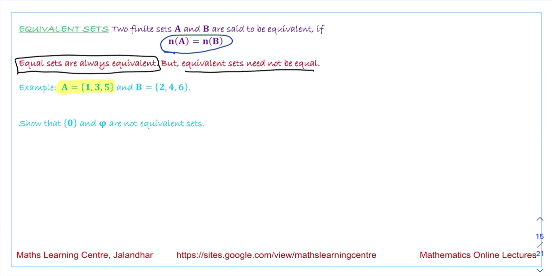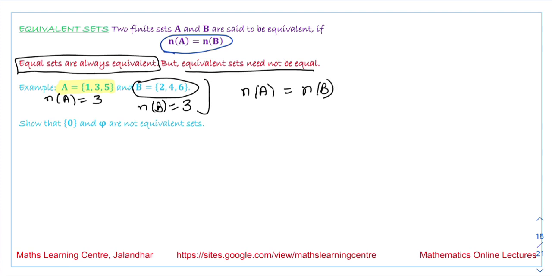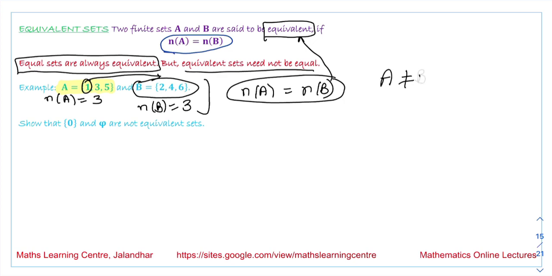The set A contains the elements 1, 3, 5. So the number of elements in A is equal to 3. The number of elements in B is equal to 3. So from these two, the number of elements in A is equal to the number of elements in B. So we are saying both these sets are equivalent sets. But in A we have an element 1 which is not present in B. So both these sets are not equal to each other. Their elements are not the same.